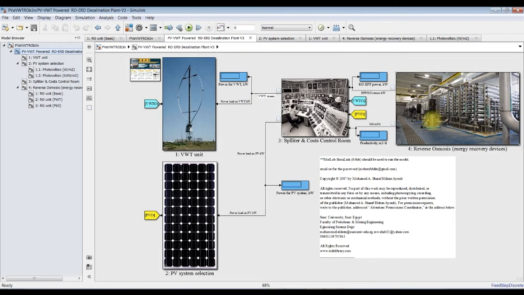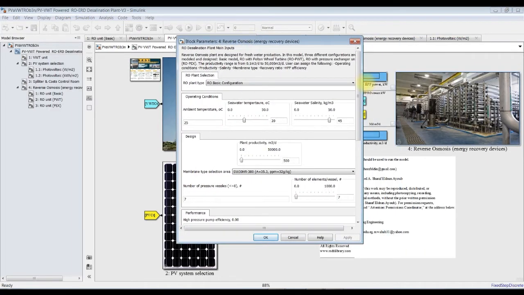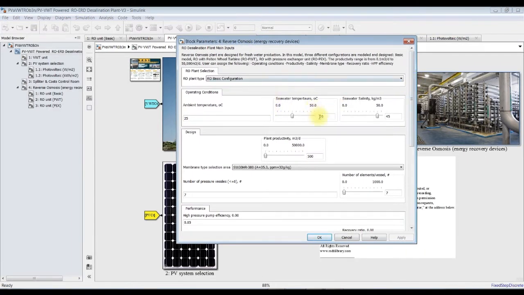First of all, it's a design model, so we have to deal firstly with the reverse osmosis. We can assign our input data. First of all, we have to choose between 3 configurations. I'm going for the simple one as a basic module, and we have to assign operating conditions such as ambient temperature or keep seawater temperature, and this is the salinity ratio. I'm going for 45. This is almost Red Sea salinity, 45,000 ppm.